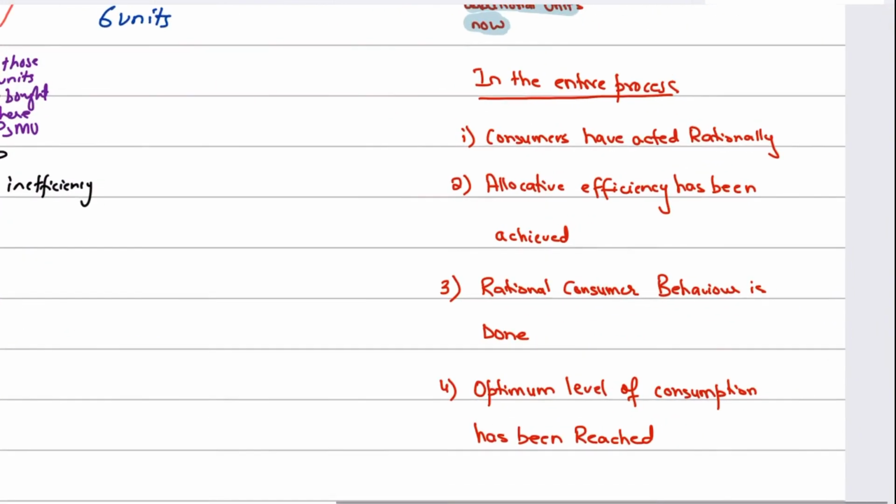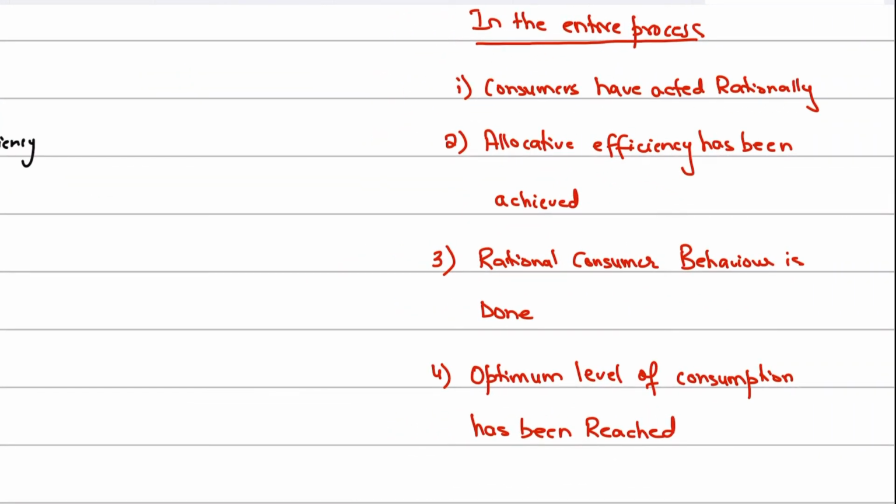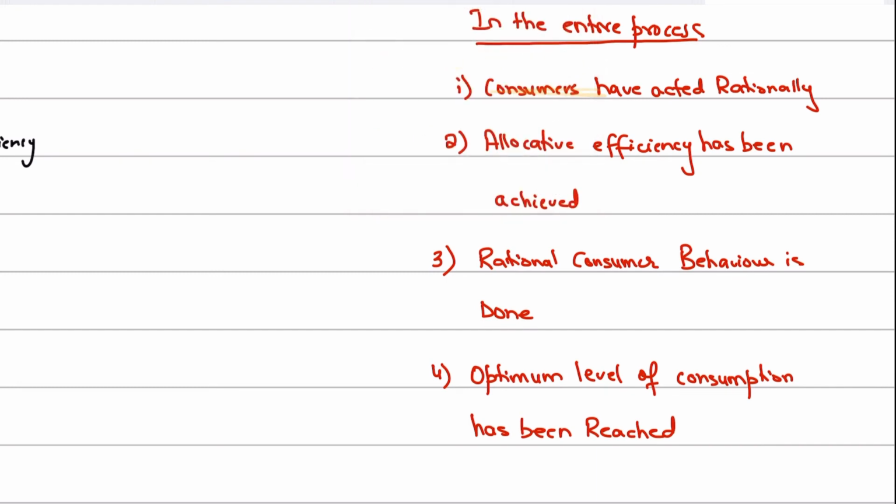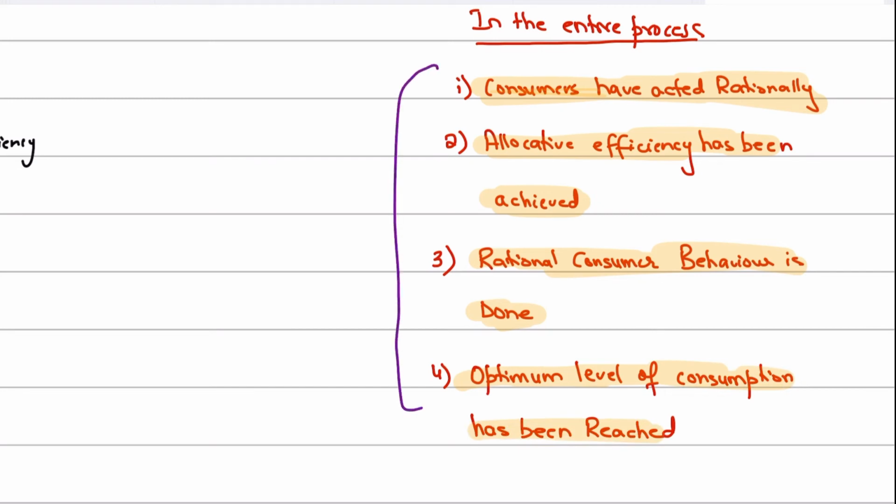So let's see, what did we learn in this entire process. We learned that if the consumer buys 5 units, he has acted rationally. Allocative efficiency has been achieved at 5 units, which represents rational consumer behavior, and it also represents that the optimum level of consumption has been reached, if he ends up buying 5 units.